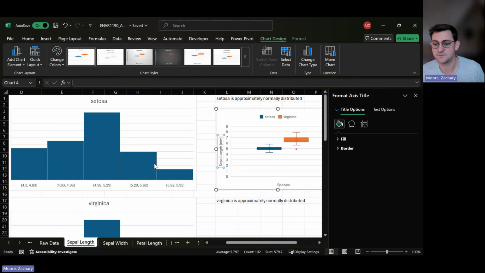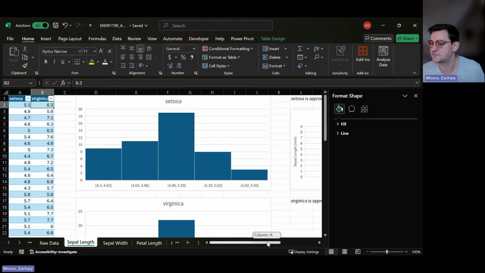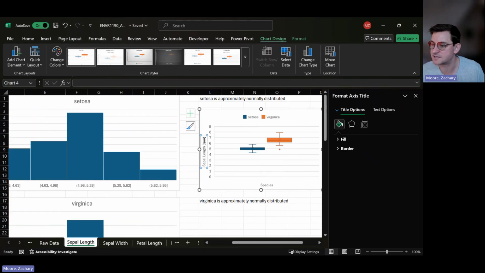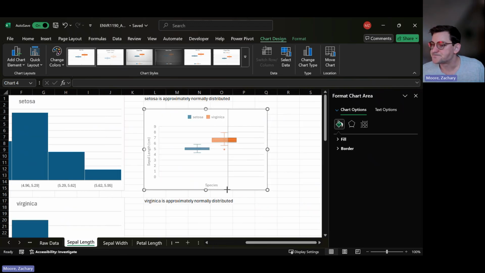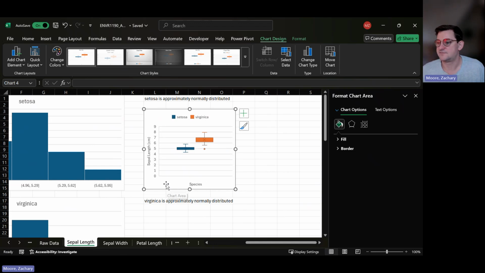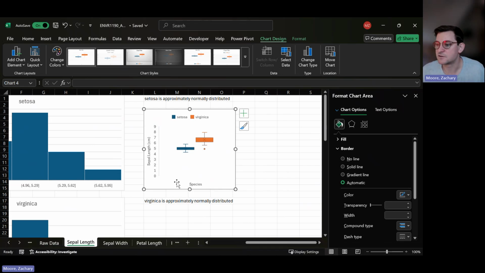All of the measures are in millimeters. Actually, I believe they're in centimeters. That's my bad, because irises are pretty big flowers. So they're in centimeters. Now we have this lovely graph. We can also get rid of these grid lines if you want. Don't need them there. And this is starting to look like something that we could put right into a report.